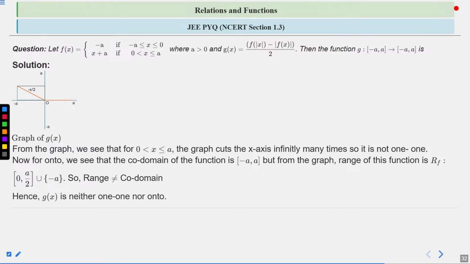Hence g(x) is neither one-one nor onto. Clear? Codomain is not equal to range here, so you can say that g(x) is neither one-one nor onto. Clear?